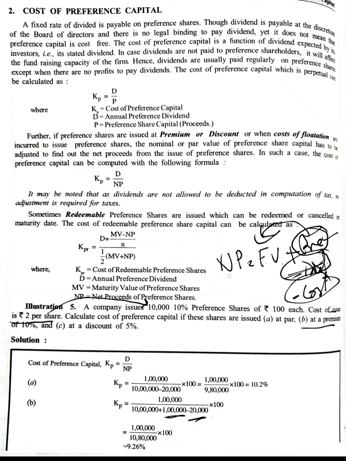I hope you are clear with net proceeds. So net proceeds is this. Once you get this value, then you can solve. First you solve this denominator, you'll get 10,80,000. Numerator will be 1 lakh into 100, and you'll get 9.26. I hope point number B is clear.